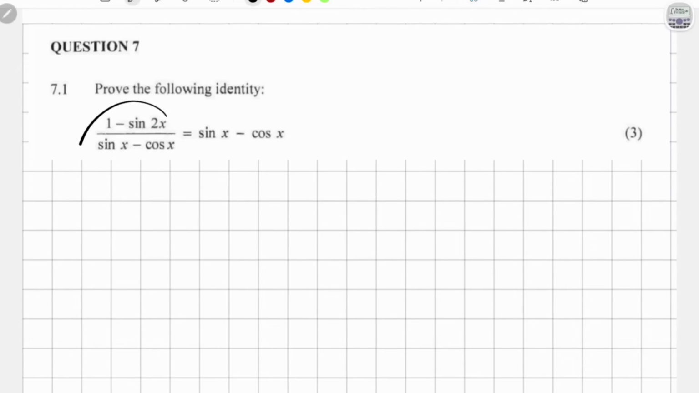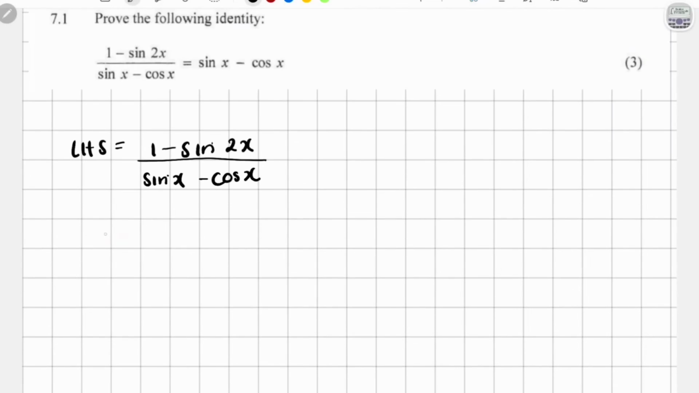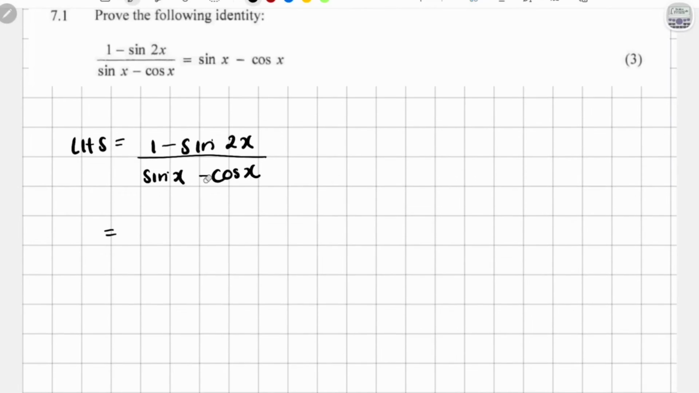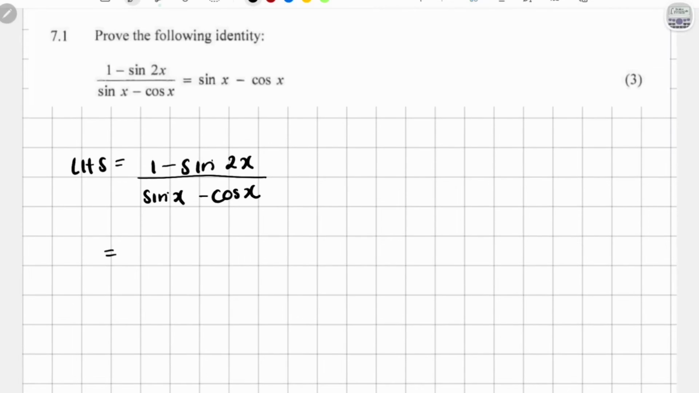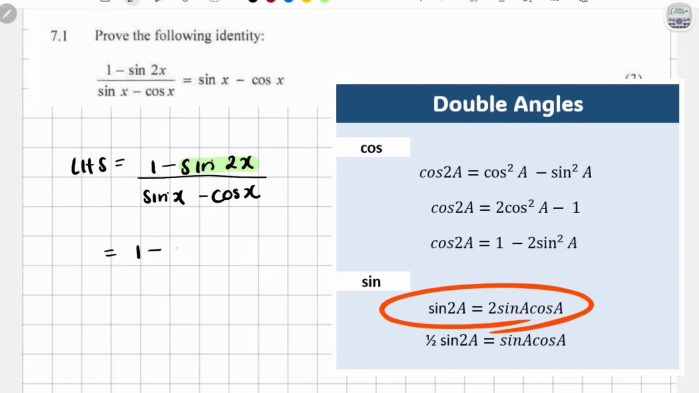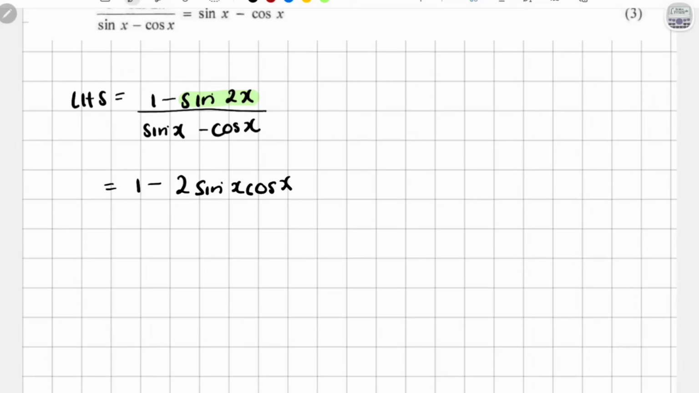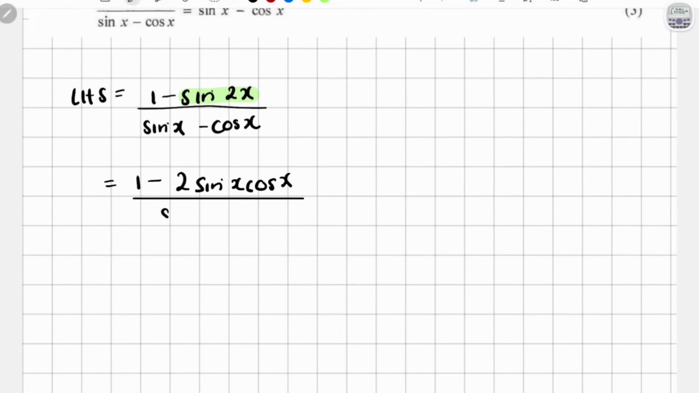So clearly we're going to start with the left-hand side. So let me write the left-hand side. Okay, so this is what we have. Let's go ahead and see. It needs to be equal to sine of x minus cos of x. So since we have sine of x minus cos of x, how about we just leave that? We can't really do anything with it. But this part, I can do something here. This is a double angle. So I can change it to its double angle. Okay, so we have -2 sine x cos x over, and we have sine x minus cos x.